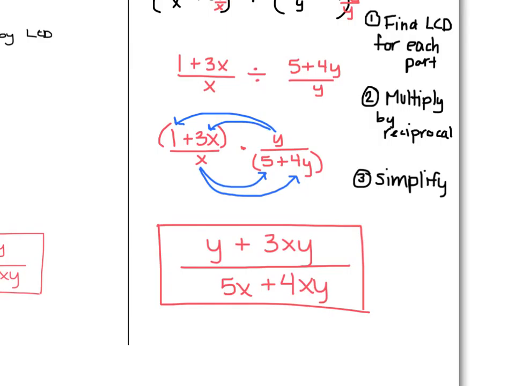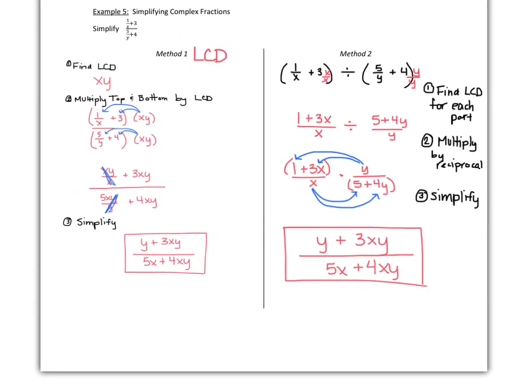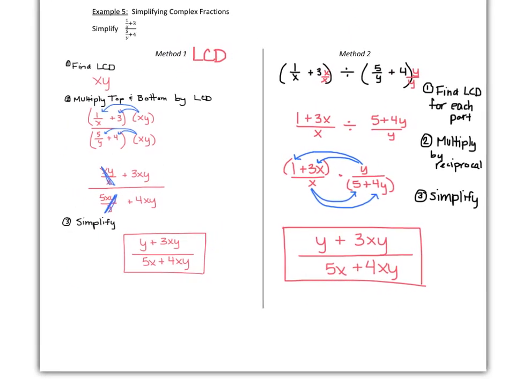Which one do you like better? The first one? I like the first one better. The first one's just a little trickier because you have to find the least common denominator of the whole thing, whereas this one you dealt with a half at a time. I think that's kind of the difference.